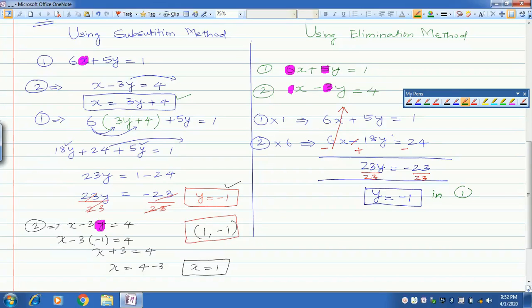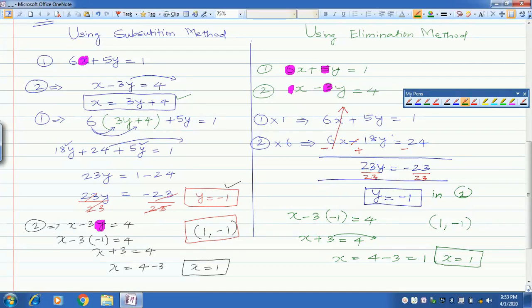Now you can choose any equation, 1 or 2, and substitute to get the x value. I can choose equation number 2. What is equation number 2? Here x minus 3y is equal to 4. What is the y value? Minus 1. x minus of minus becomes plus, so you get 4. Now bring it here. So x is equal to 4 minus 3, which is equal to 1. So x value I got as 1. So what is the solution here? This is 1 comma minus 1.